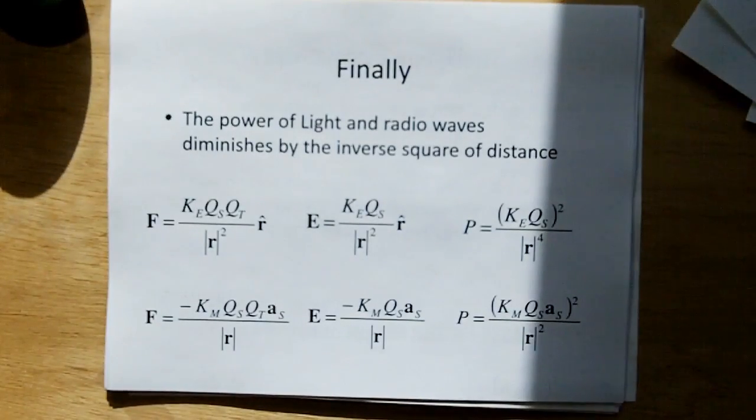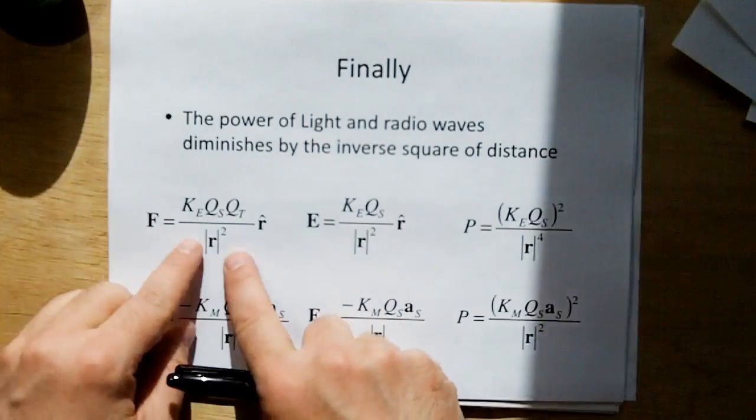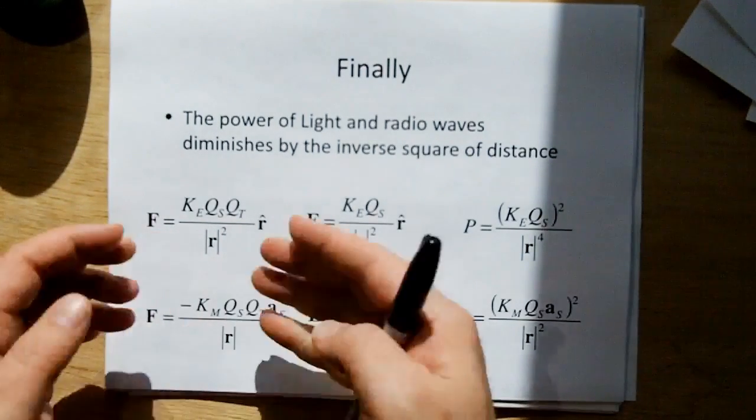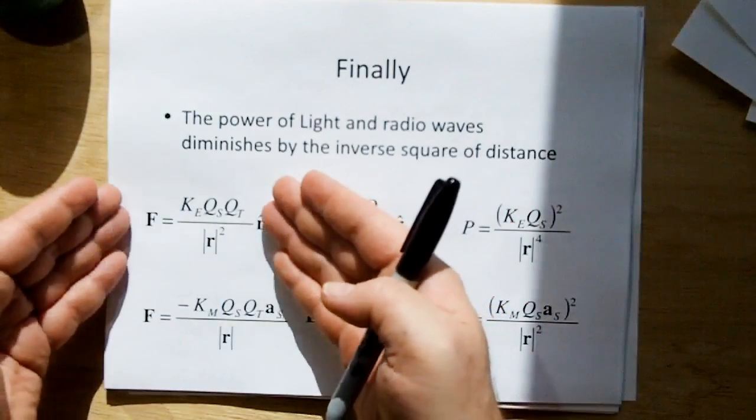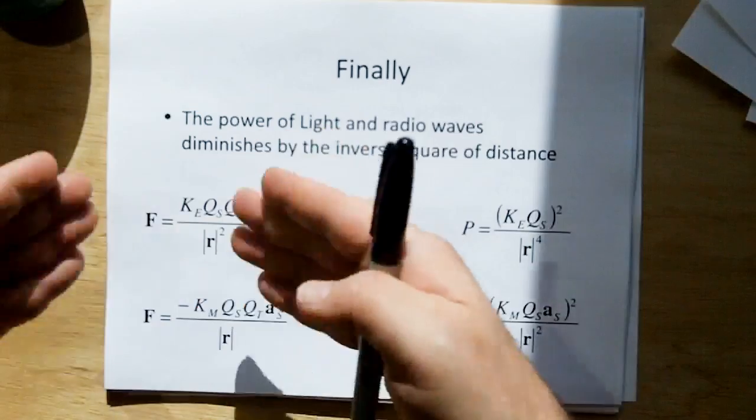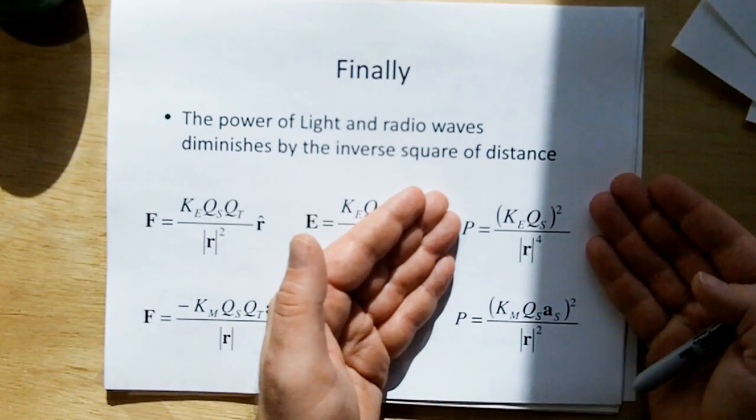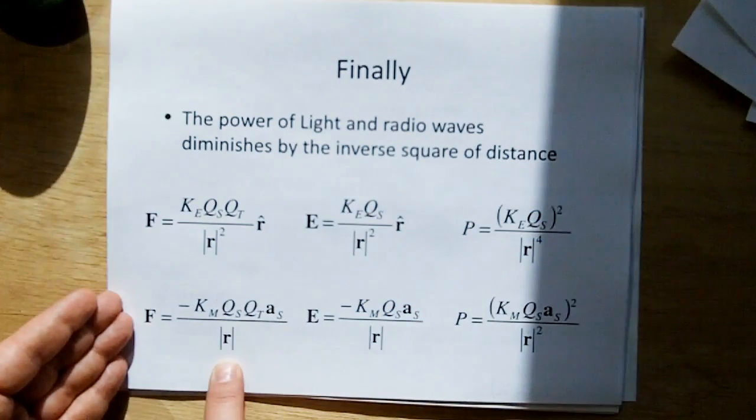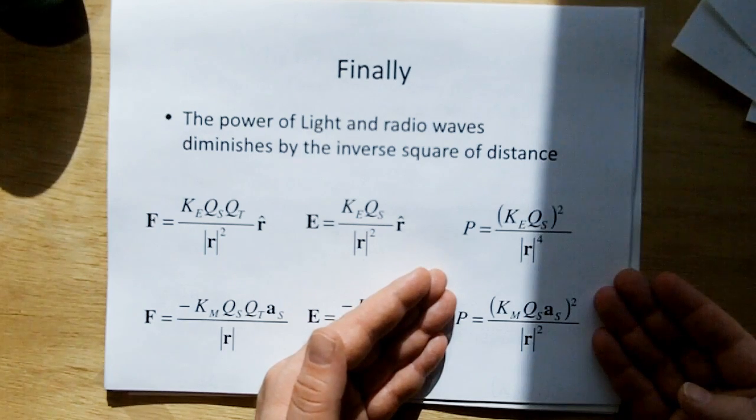And finally, the power for light and radio waves diminishes by the inverse square of the distance. If we take the other electromagnetic models, they're all inverse square at the force level. But the power is effectively the square of this. So both electricity and magnetism, I'm just showing electricity here to represent the two, their power rolls off by the fourth power of the distance. New induction, because it's only an inverse equation, the power rolls off by an inverse square.